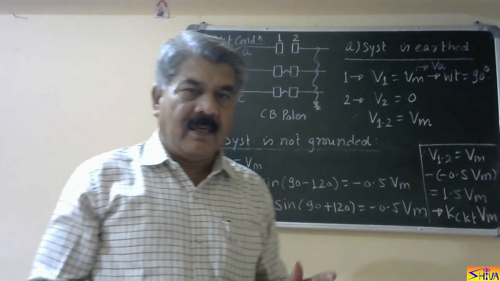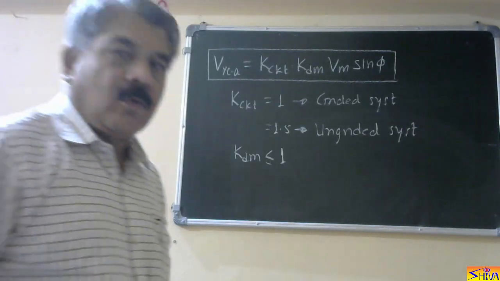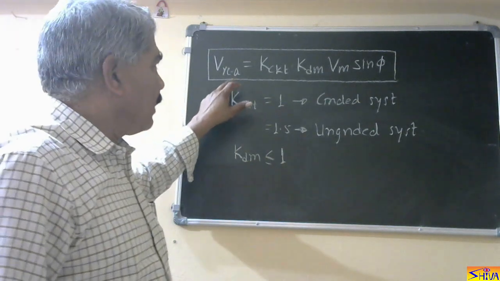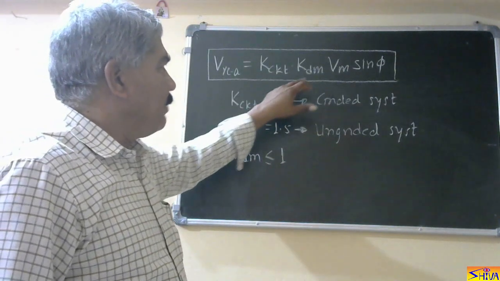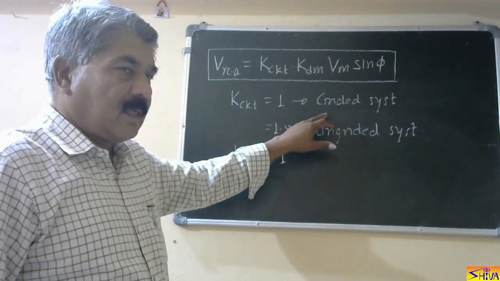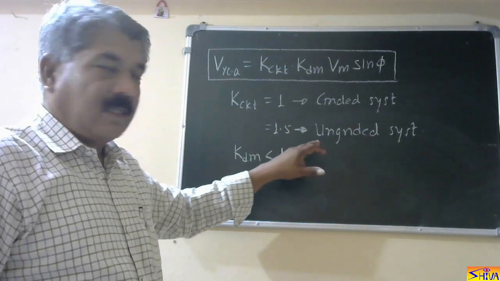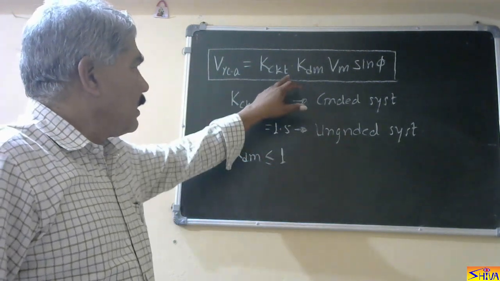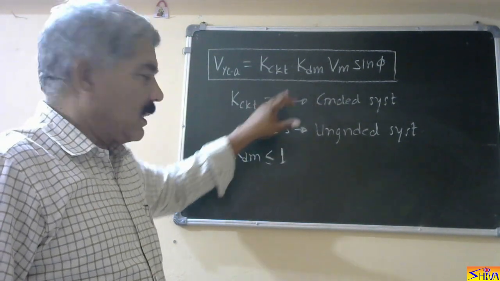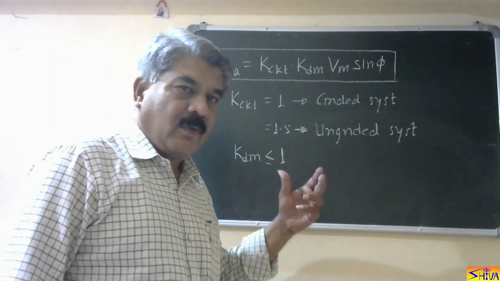Now we'll combine all these three factors. After combining all these three factors, we get the active recovery voltage equation: K circuit, KDM, Vm sin phi, where K circuit is 1 if the system neutral is grounded, and 1.5 if the system neutral is not grounded. It is the circuit factor. KDM is the demagnetizing armature reaction factor, this is less than 1, but if it is not given, we have to assume it as 1.